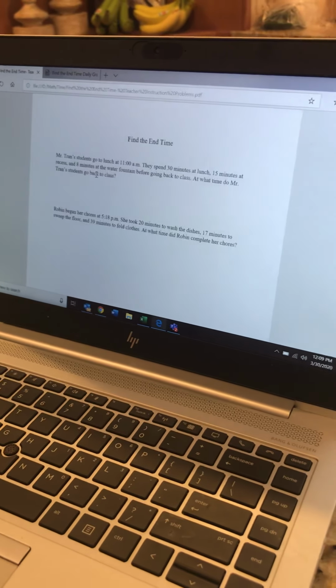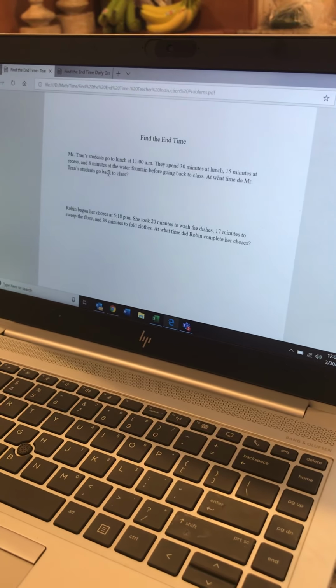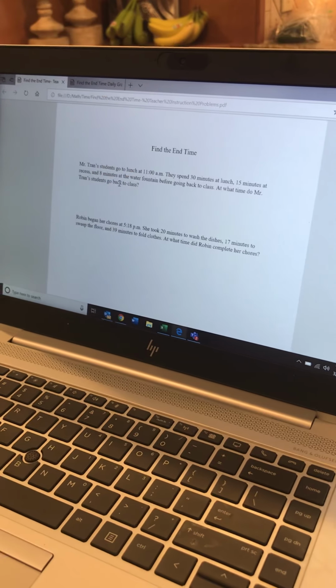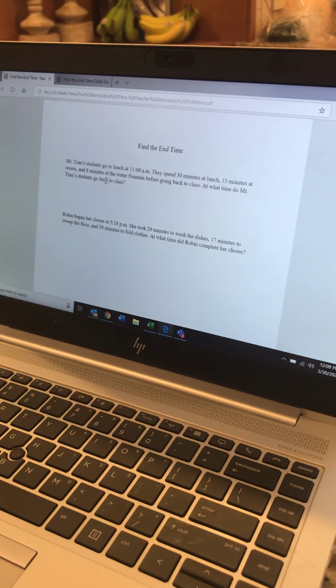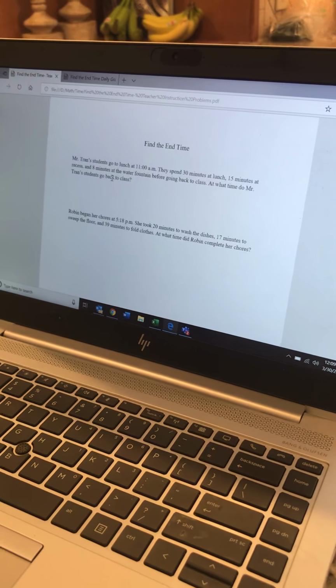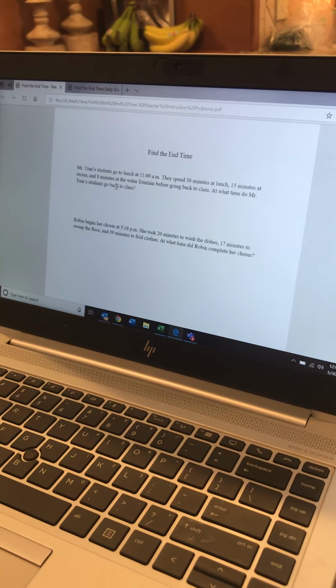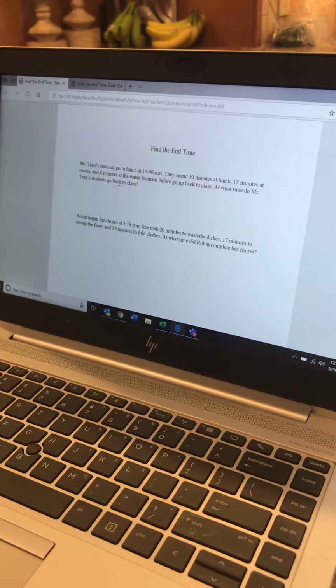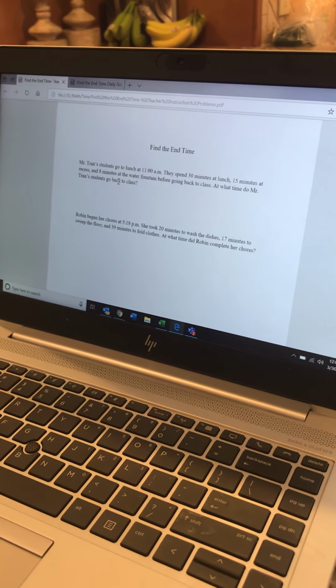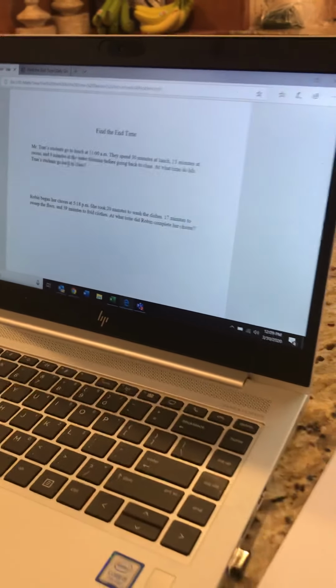Today's lesson, we're going to be finding the ending time. This document that I'm going to be working off of, these two problems for the lesson are going to be in your Google Classroom, and it's titled Find the End Time, and they're teacher problems. It's not the daily grade problems. Those you're going to do on your own. So here's an example problem for finding the end time.